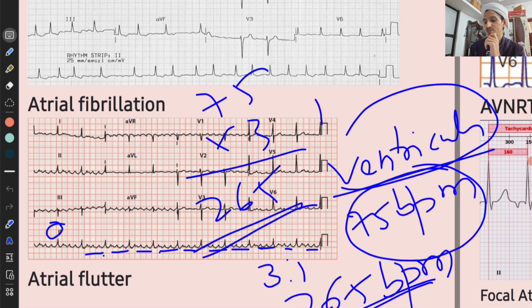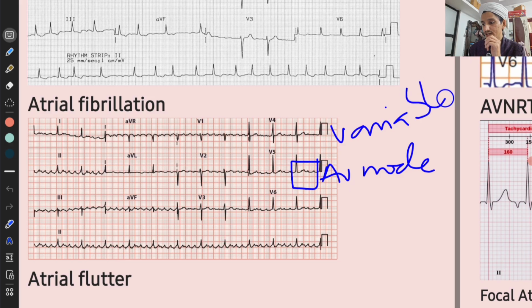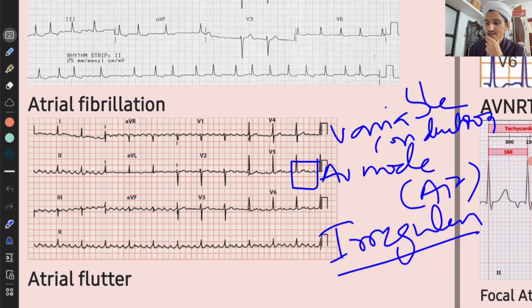Now, one thing you should remember in atrial flutter: the rhythm can be irregular also. If there is variable conduction of the AV node in atrial flutter, then the rhythm becomes irregular. Irregular rhythm it becomes when there is variable conduction of the AV node.